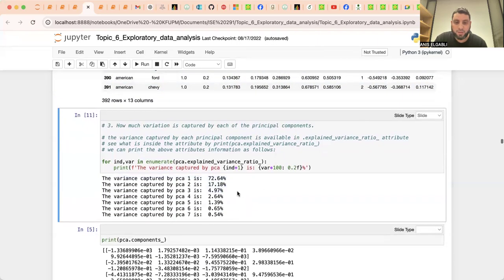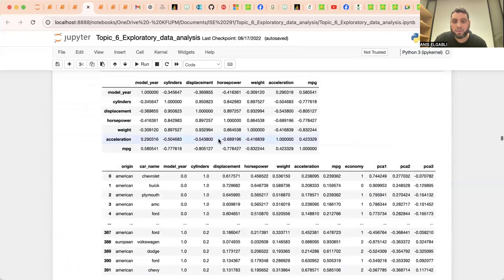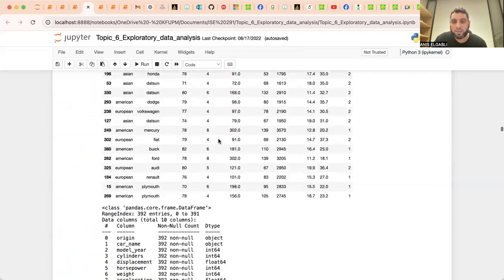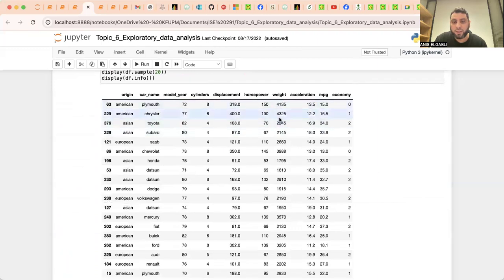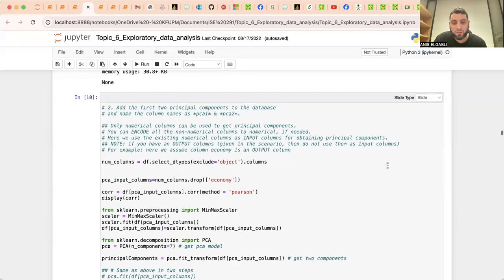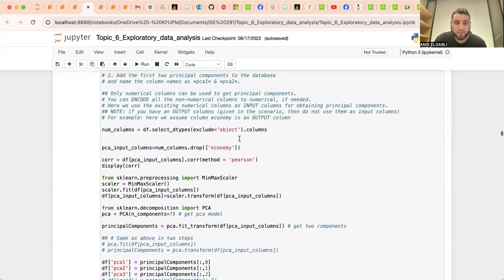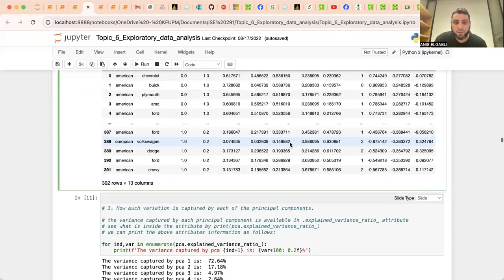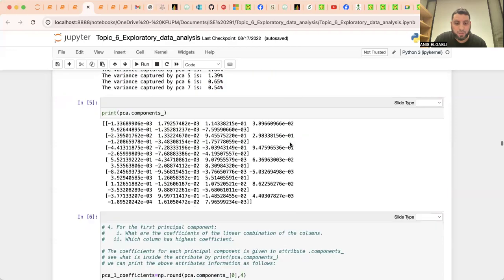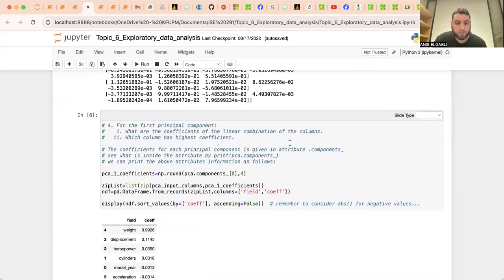So scaling is very important. You need to scale to avoid the scenario where one feature is dominating just because of large values and large variance. So you want to make sure you normalize before you perform PCA. With that, I think we can go to the next thing here.